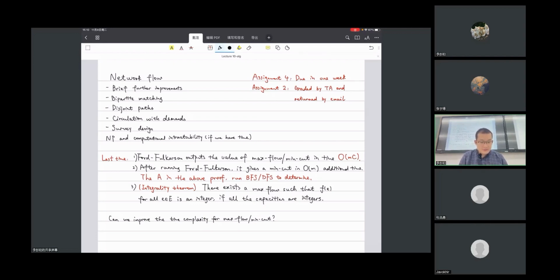Okay, so today we are going to continue to talk about network flow algorithms. At the very beginning, we will briefly talk about further algorithmic improvements. The main part of today, we will talk about some applications of network flow algorithms that include bipartite matching, disjoint paths, circulation with demands, and also survey design. Depending on whether we have time, for the next about 2 lectures, we are going to introduce, because this class is called algorithm analysis and complexity theory, but we have been talking about algorithm design all of the time.